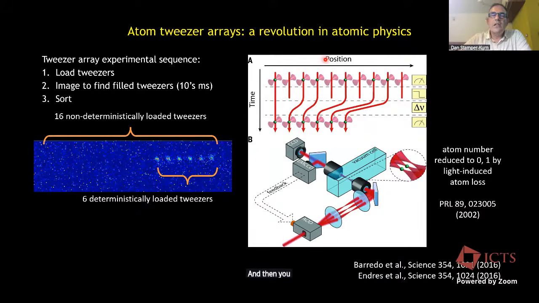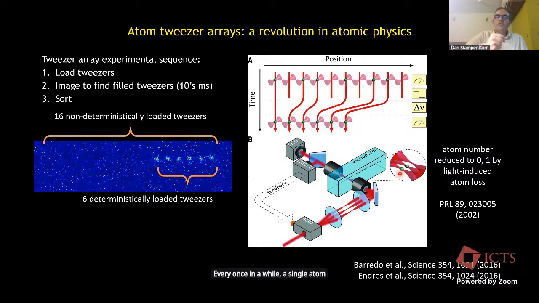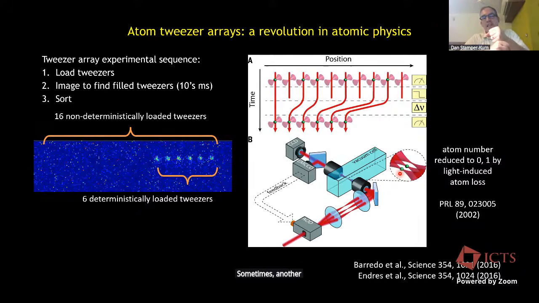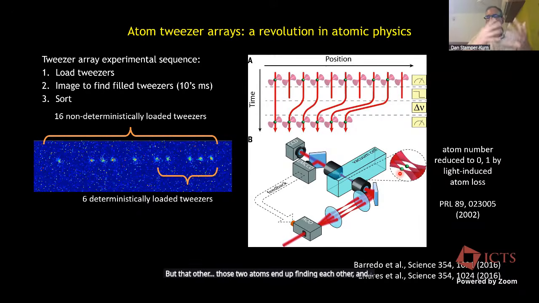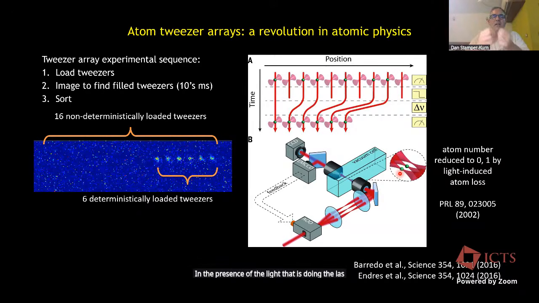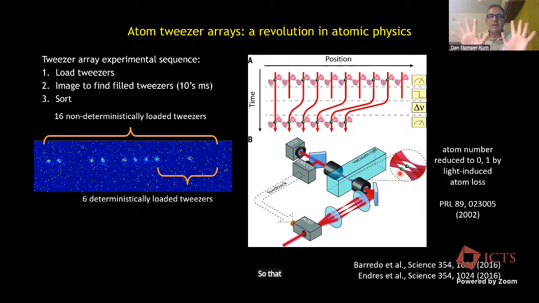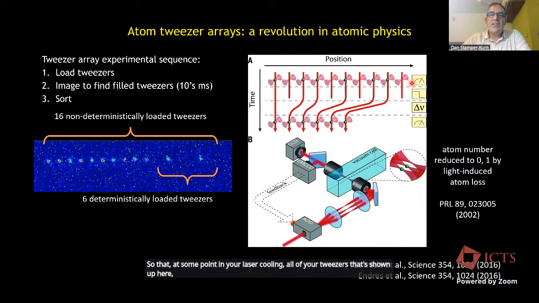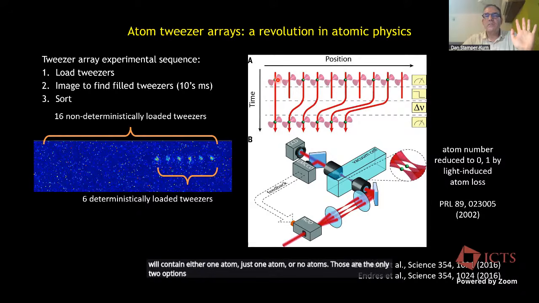And then you do laser cooling of atoms in the presence of these optical tweezers, and a really neat thing happens. Every once in a while, a single atom falls into one of these optical tweezers and stays there. Sometimes another atom falls into that optical tweezer, but those two atoms end up finding each other, and in the presence of the light that is doing the laser cooling, they quickly become a molecule, and both of them are ejected. So that at some point in your laser cooling, all of your tweezers will contain either one atom, just one atom, or no atoms. Those are the only two options.